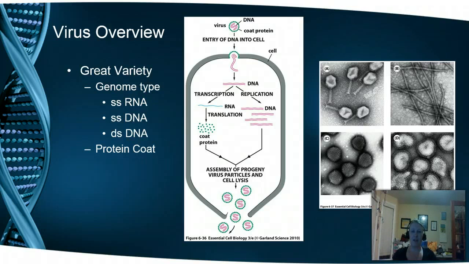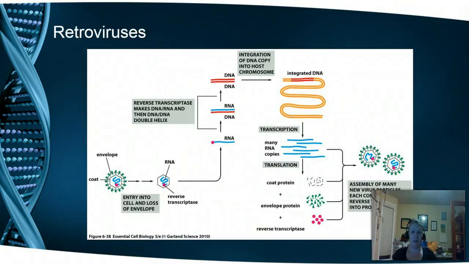So you can see in the slide here how the DNA in the virus will enter into the cell and will actually take over the host cell's mechanisms to create more viruses. And so this is how some of these genetic variations can be introduced to our cells. One of the best examples of this is retroviruses. They are unique to only infecting eukaryotes.